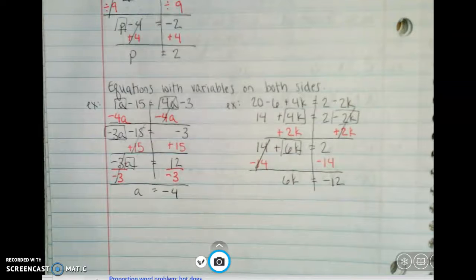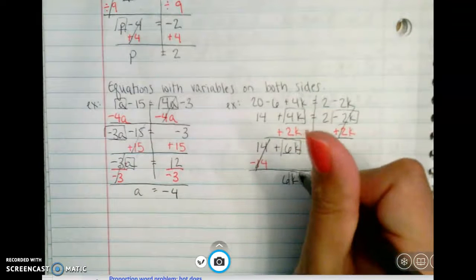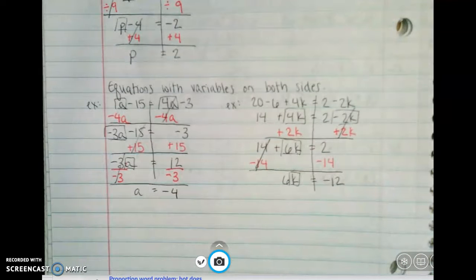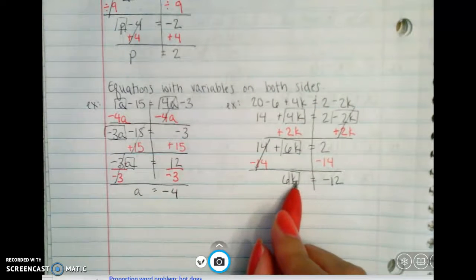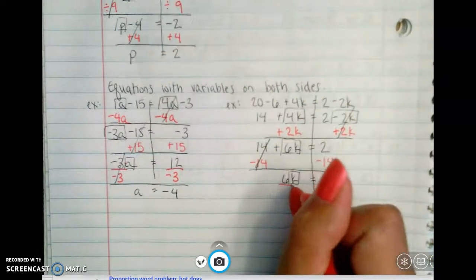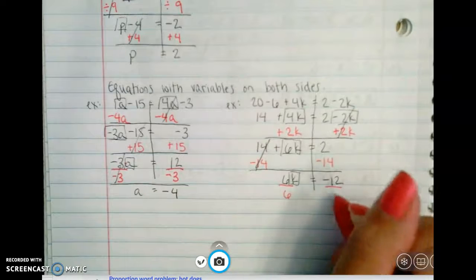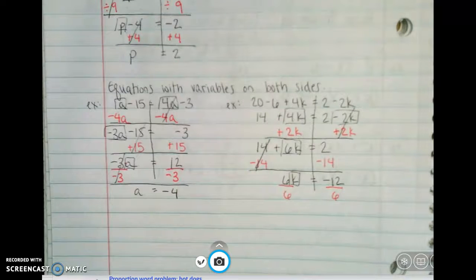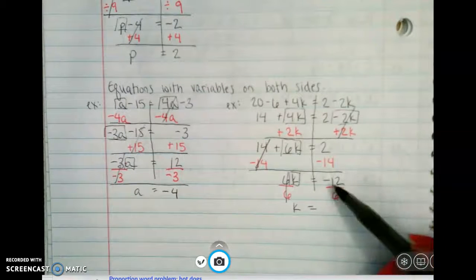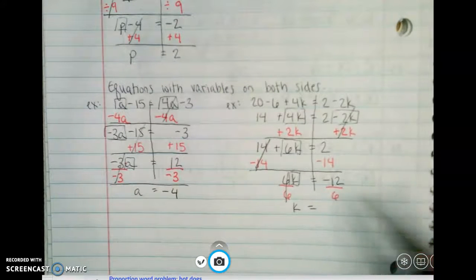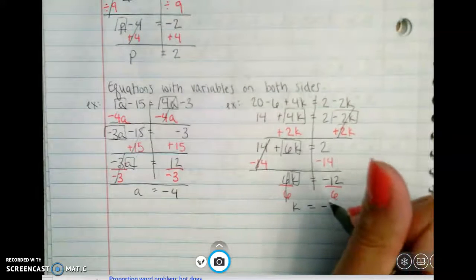Last step, I have 6 times k, and to get k by itself, instead of 6 times k, I need to divide both sides by 6 so that the 6 will cancel out, and I have k by itself equals negative 12 divided by 6 is negative 2.